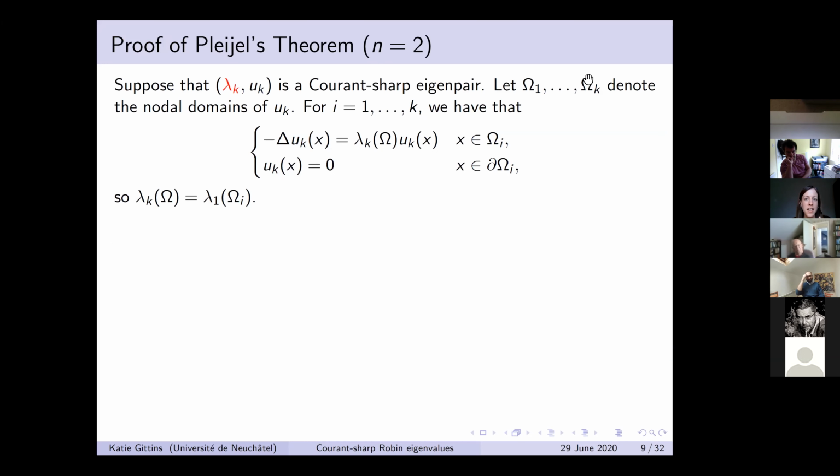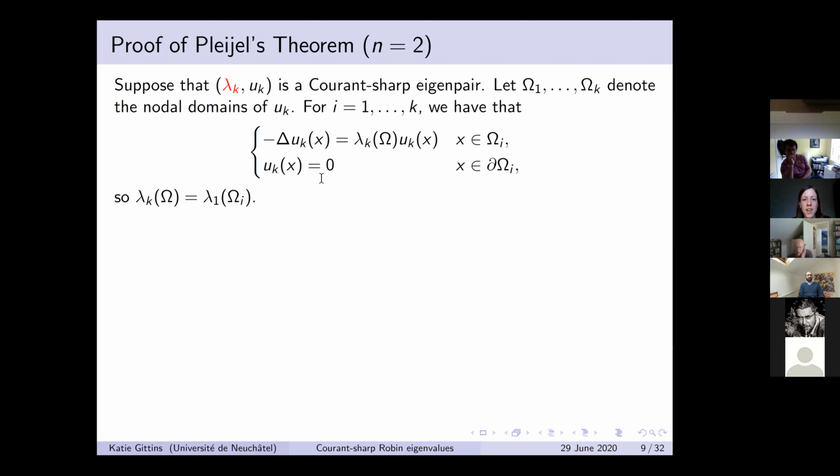So u_k has exactly k nodal domains. Let's call those omega_1, ..., omega_k. Then on each of these nodal domains, the eigenvalue equation is satisfied, but we also have that the Dirichlet boundary condition is satisfied, because u vanishes on the boundary of each nodal domain. Since we're interested in the nodal sets here, the boundary of omega_i is either the boundary of omega or the boundary of the nodal set, so it should be vanishing here.